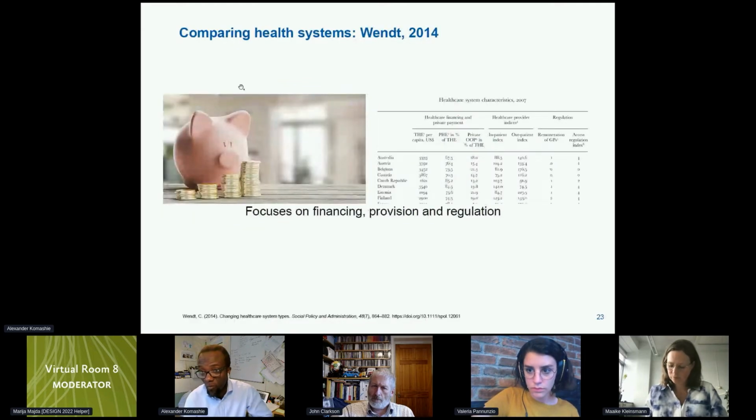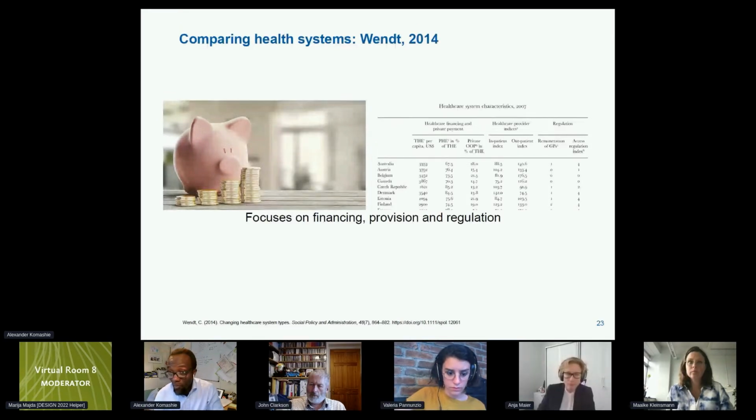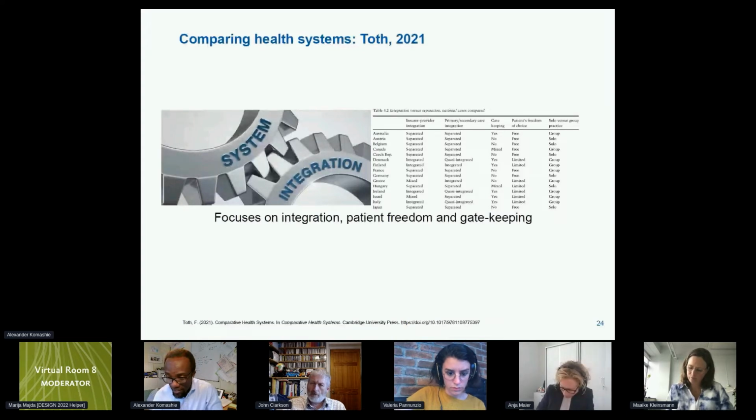Another example is from Vent 2014, also comparing health systems mainly from the OECD organizations and looking at financing models, provision of care, and how care is regulated. More recently, there's another example from Professor Thoth in Bologna, also comparing health systems, but taking the areas of integration. How do you integrate insurers and providers, integrating primary and secondary care? How does the gatekeeping work? How much freedom do patients have in such systems? So comparing a range of different health systems from those angles. These are just 3 examples to show how health systems are compared.